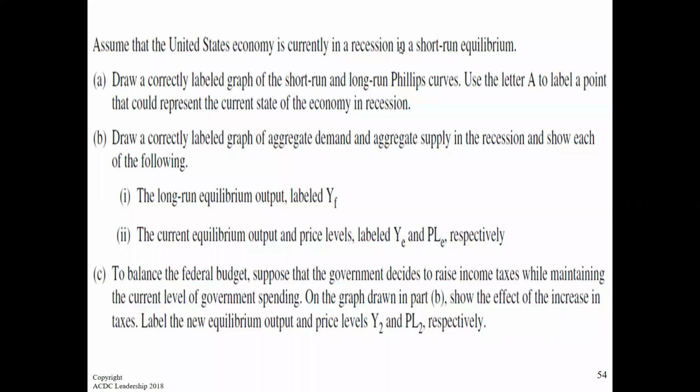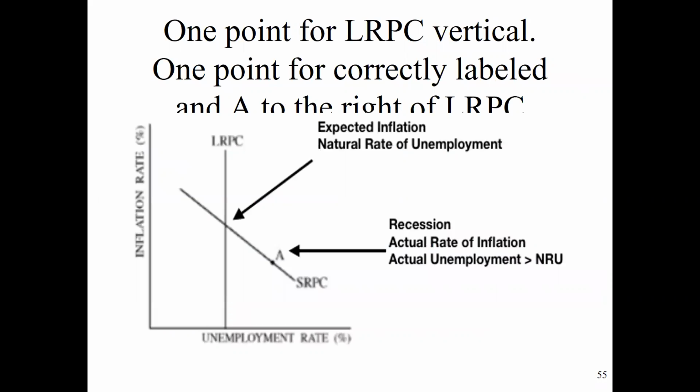All right. So here's the first thing. In a recession, on a Phillips curve, you put an A anywhere to the right of the long-run Phillips curve. Remember, in a recession, high unemployment, so unemployment increases, and inflation is lower. This is the actual rate. When you put it here, it's what's happening now. When they ask you for expected inflation, this is the equilibrium for expected.